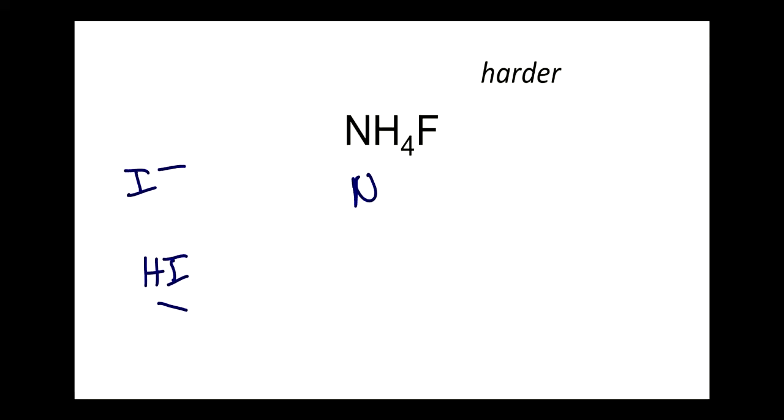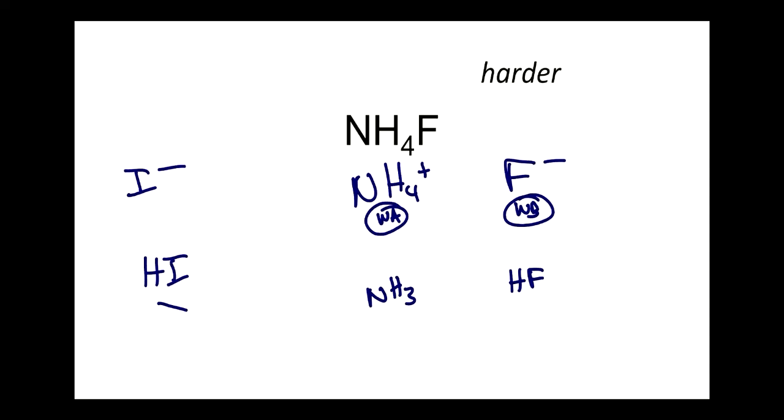All right, this one's harder. You put this into water, you get ammonium, and you get fluoride. Ammonium comes from NH3. Fluoride comes from HF. So ammonium acts like a what? Weak acid. F minus acts like a weak base. Yikes. So then what is this? You might think, oh, it's neutral. But not necessarily, because how good of an acid is ammonium? How good of a base is F minus?